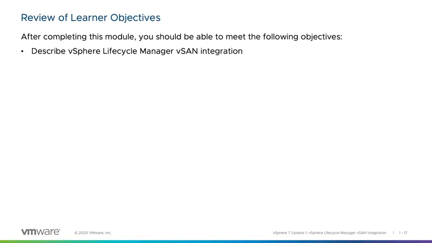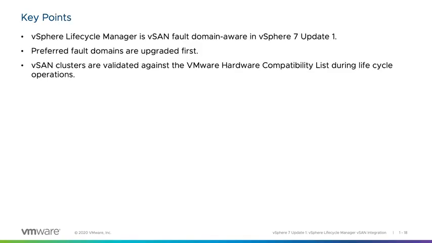At the end of this video, we've met the following learner objectives. We've described vSphere Lifecycle Manager and vSAN integration. The key points are that vSphere Lifecycle Manager is now vSAN fault domain aware in vSphere 7 Update 1. The preferred fault domains are always upgraded first. vSAN clusters are validated against the VMware hardware compatibility list during lifecycle operations.